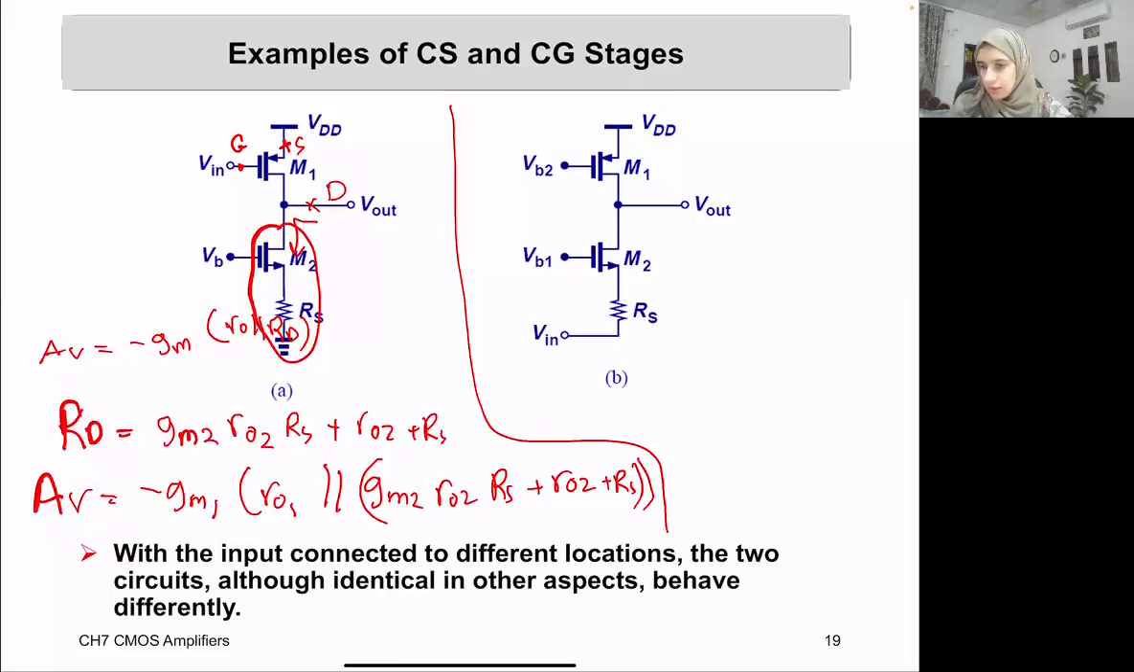Which is basically a common gate stage. Yeah, I should not say this. We should discover it together. So this is the source, this is the drain, and this is the gate. Since my input is applied at the source side of the amplifier, we will figure out that this is going to be a common gate. Input is applied at the source and the output is taken from the drain.